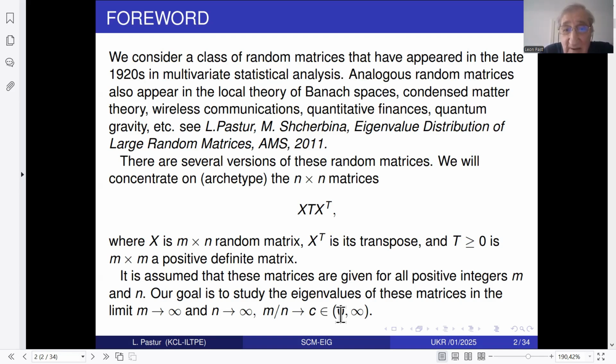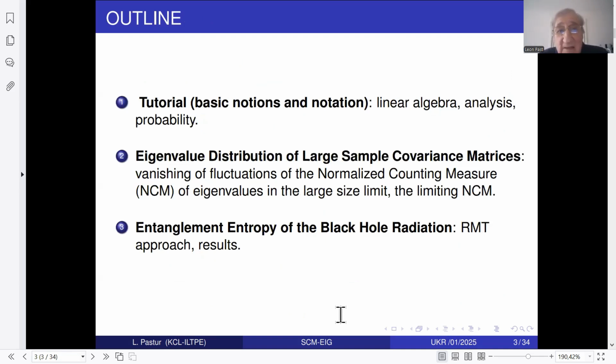I'll try to explain how you can see this asymptotic form. Here is the outline of my lectures. As it stands, there will be 3 lectures. The first part of the first lecture will be a kind of tutorial on 3 domains which I am going to use: linear algebra, analysis, and probability. But it is mostly basic notions and just notations which I'm going to use.